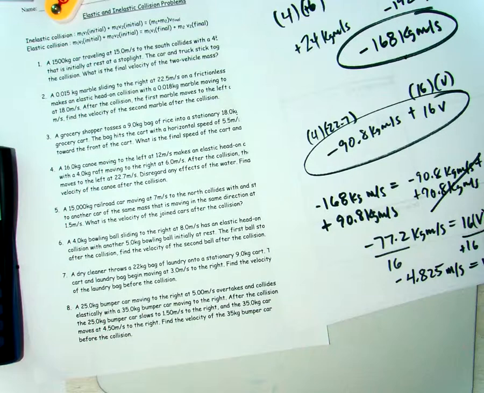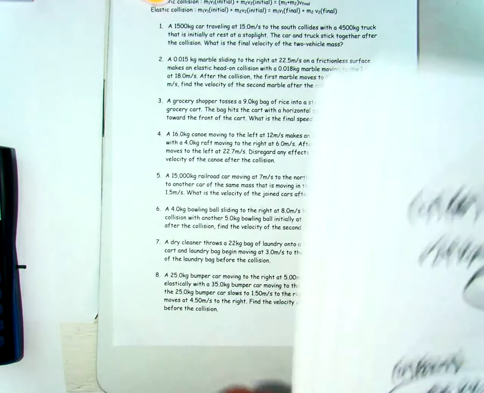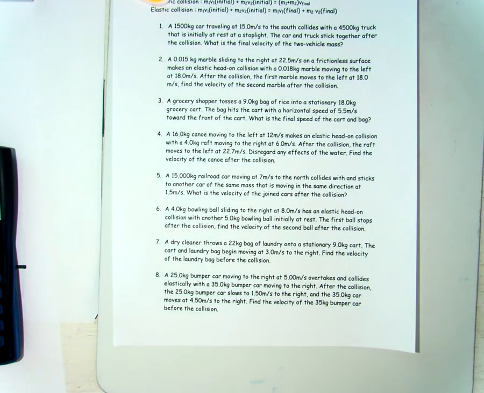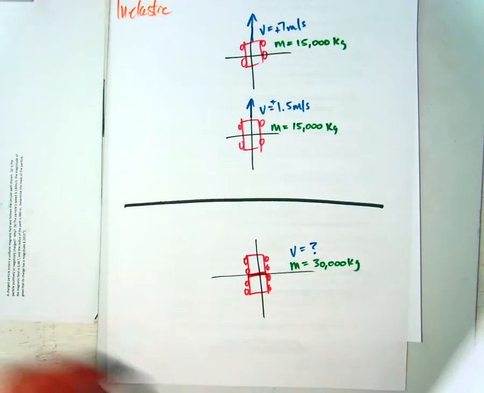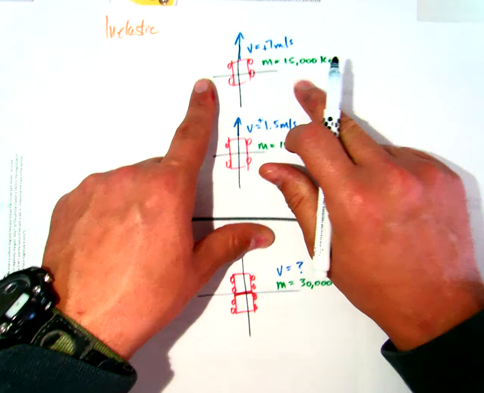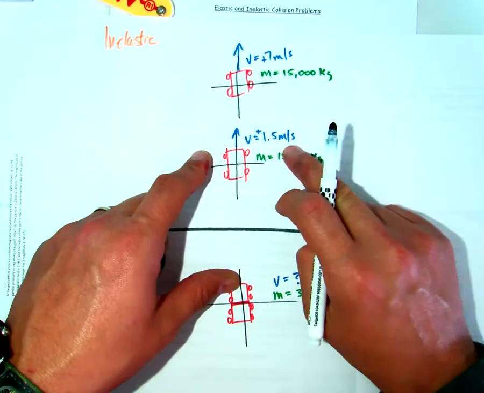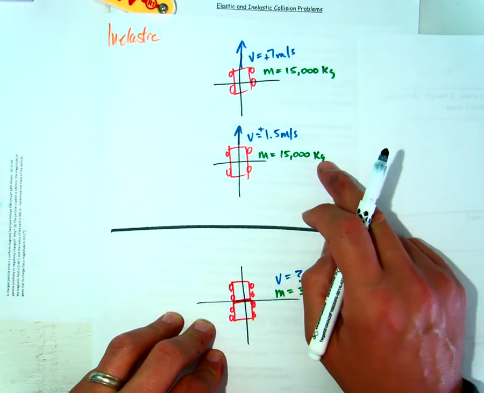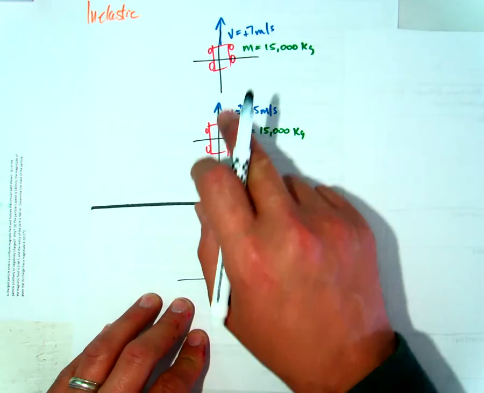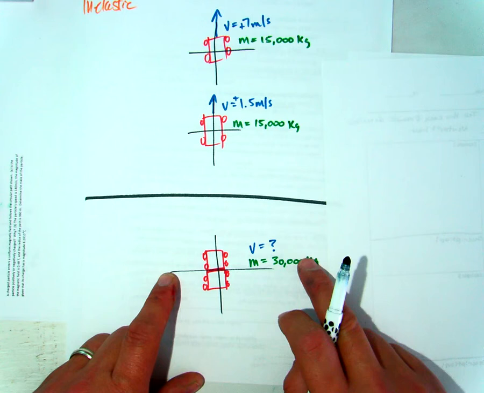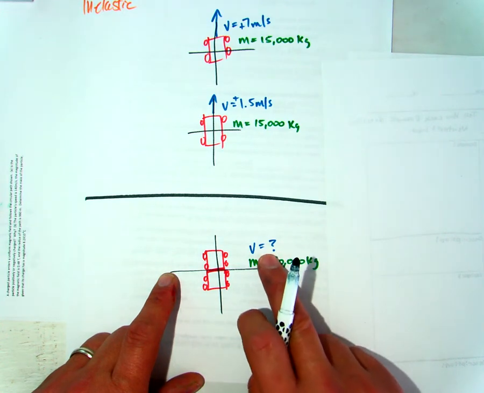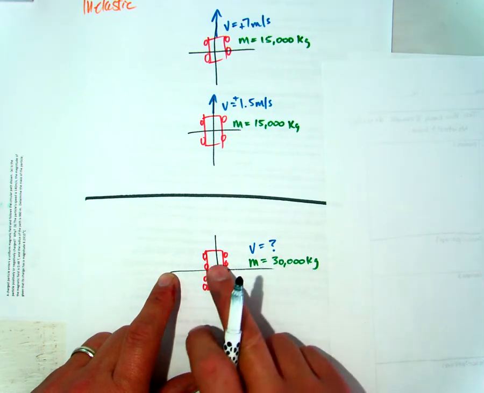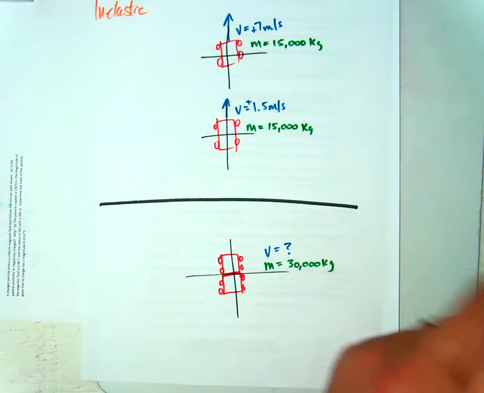Let's take a look at number 5. You have 2 railroad carts. One is moving at 7 meters per second to the north, sticks to another one that's moving in the same direction at 1.5 meters per second. So you have two carts, both moving north, one at 7 meters per second, one at 1.5 meters per second. They both have a mass of 15,000 kilograms. So they collide, and now the mass is the combination of those two, and we want to know how fast it is moving. We predict that it'll probably be moving in a northern direction, towards the north.